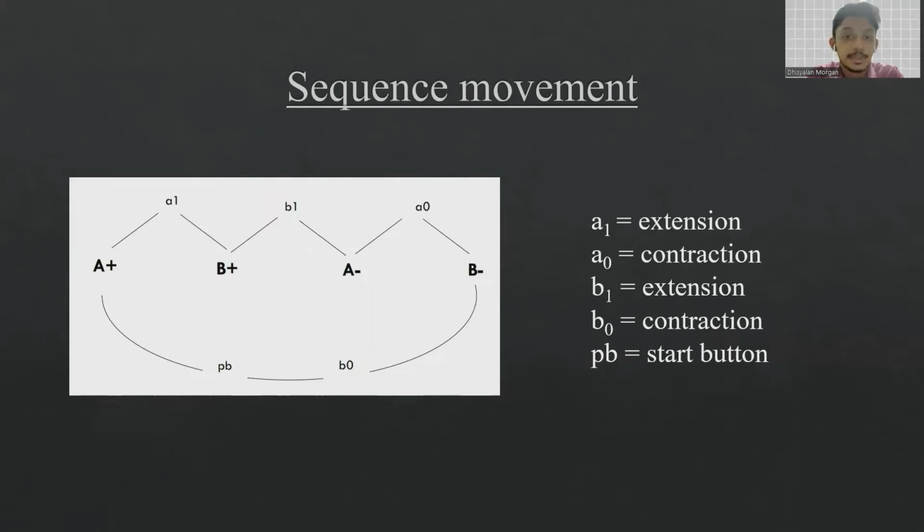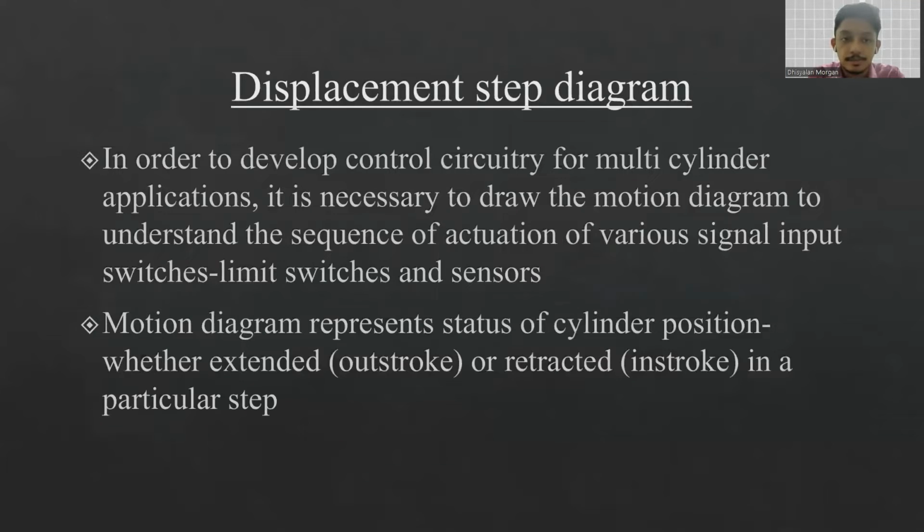Now, let's head to the sequence movement. As you can see, there are two cylinders, cylinder A and cylinder B. Cylinder A has two things to note, A1 and A0. A1 represents extension in cylinder A and A0 represents contraction in cylinder A. While in cylinder B, B1 represents extension in cylinder B, B0 represents contraction in cylinder B. PB represents the start button.